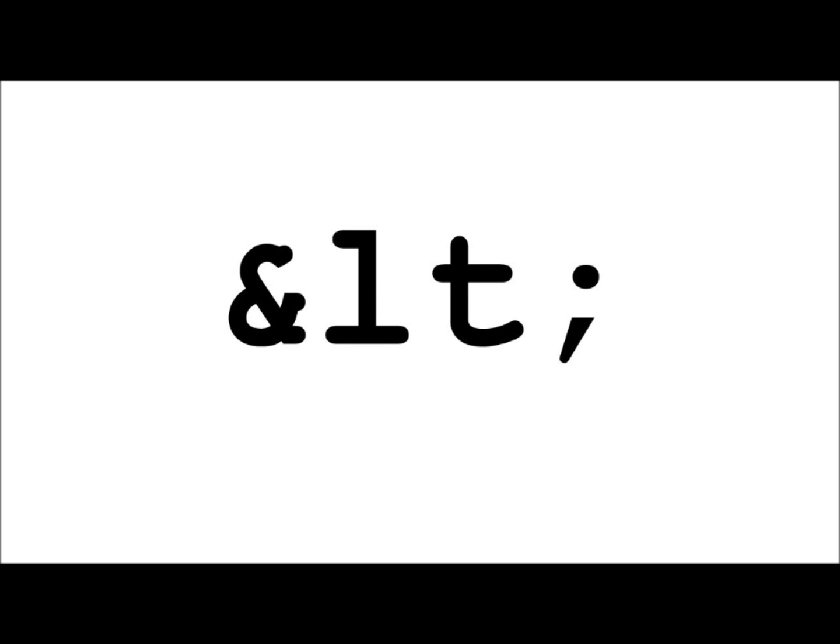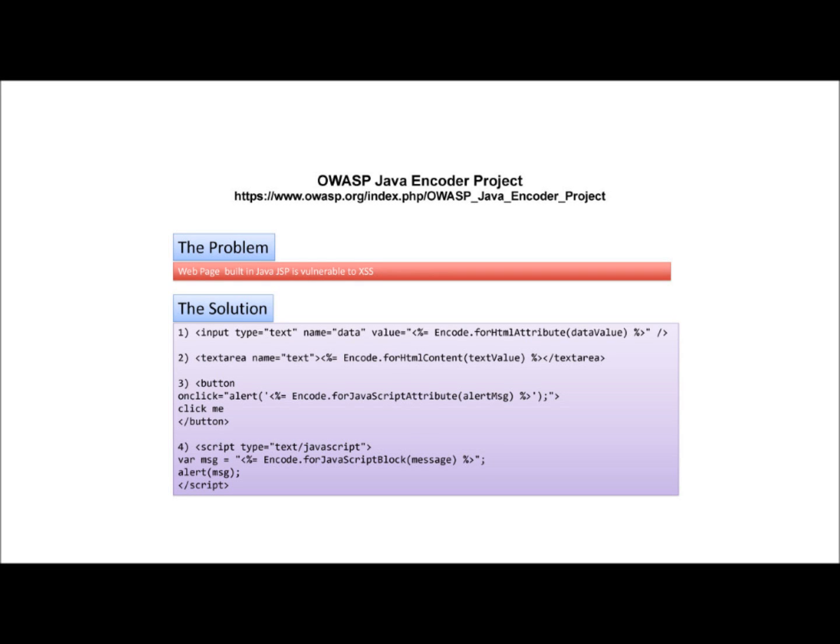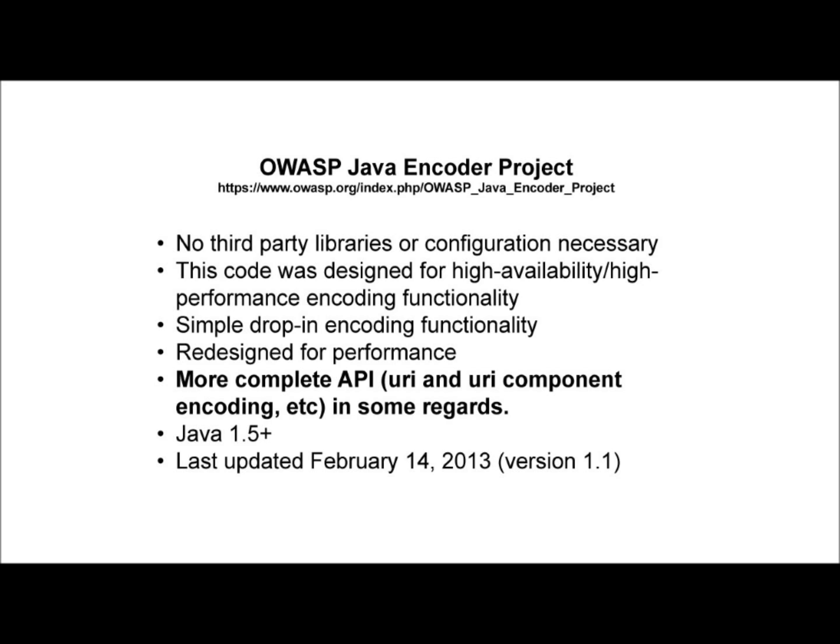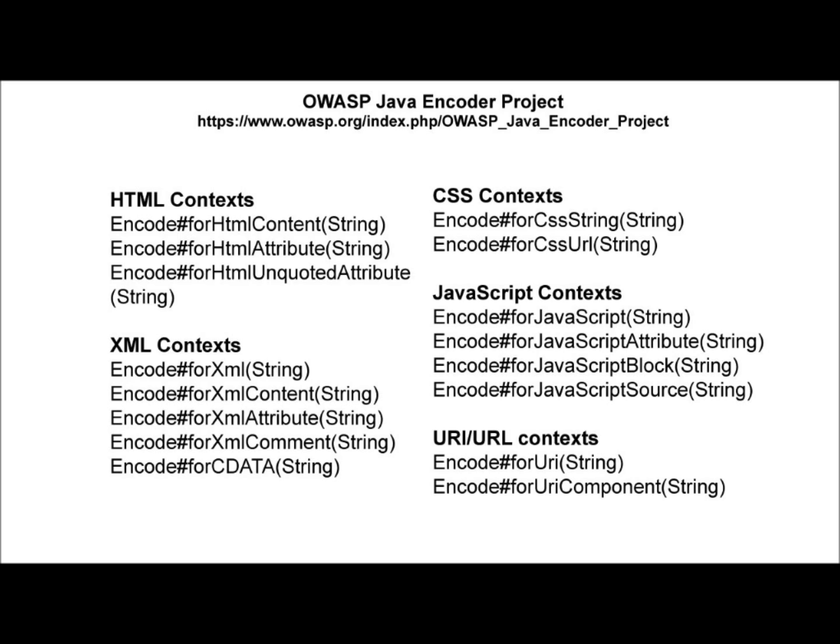One of the projects I'm very much a fan of is the OWASP Java Encoder project. This is a very robust library for the Java programming language, and there are many different functions for encoding, and these need to be used in the user interface. And there are encoding libraries for many different languages.